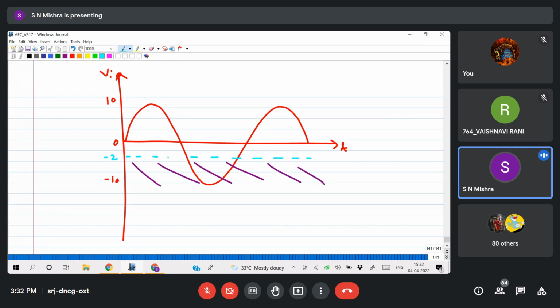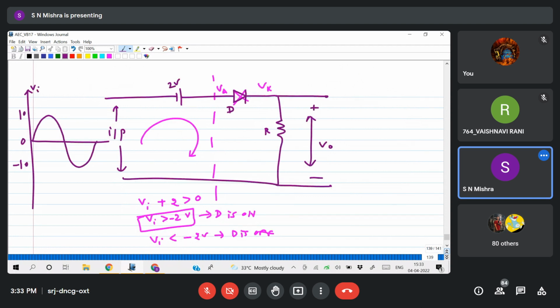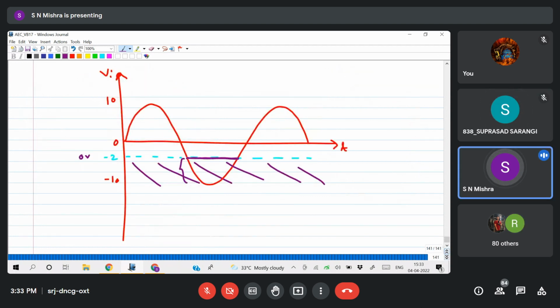Let me take it here. Whenever VI is less than -2, meaning this region, how much is the output? 0. So this is my 0 line in the output. Understood? Whenever VI is more than -2, what is my output voltage? VI plus 2. 12. So when VI is 0, what is V out? VI plus 2 means 0 plus 2, that is 2 volt.